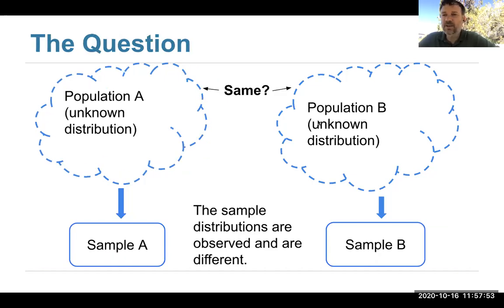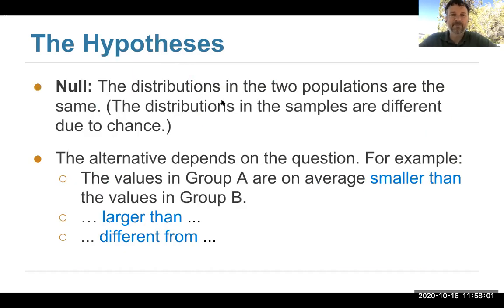And the question we want to test with an A-B test is whether these populations are the same in some way. Maybe they have the same mean. Maybe they're the same distribution. So the null hypothesis is that the distributions of data in the two populations are the same. The samples might not have exactly the same distribution because random chance could lead them to be a little different. But if the null hypothesis is true, the populations are the same. And then the alternative, well, that'll depend. A common one is that maybe the values of group A are on average larger than the values in group B, or on average smaller than, or the average is different between these two populations.